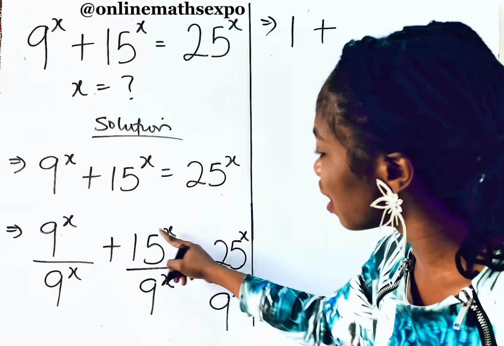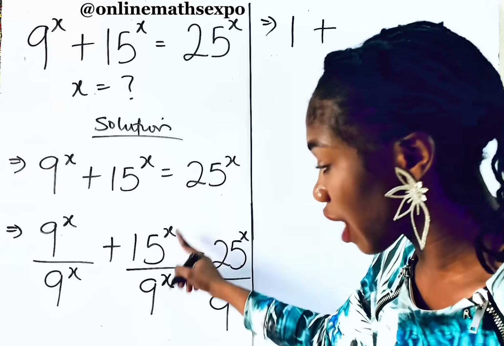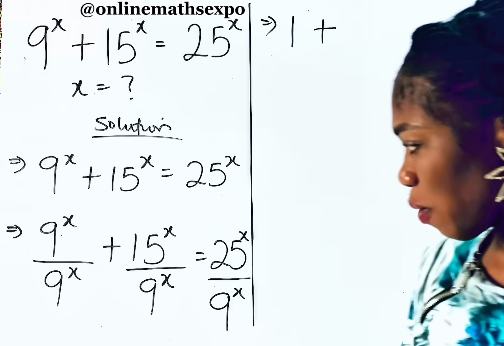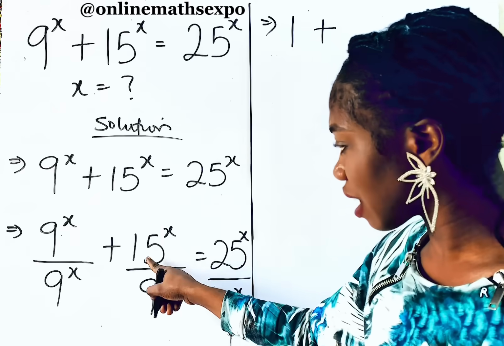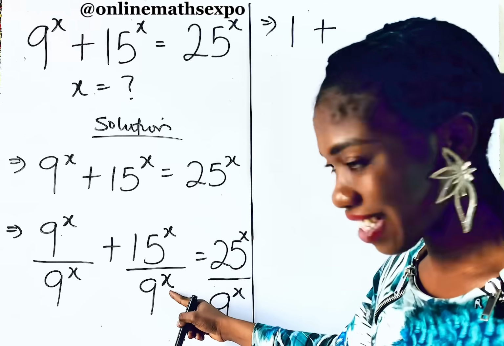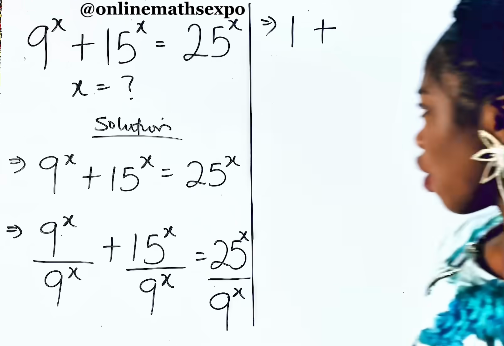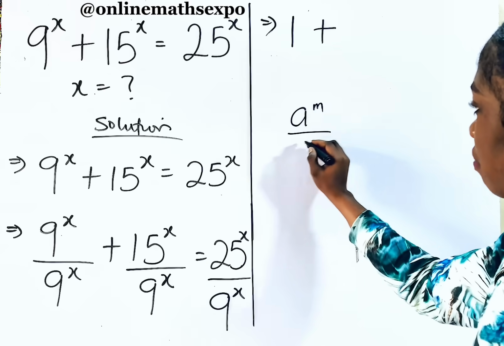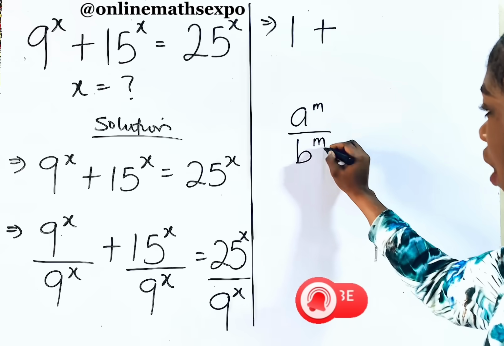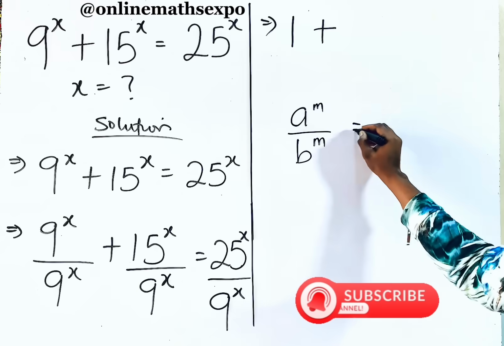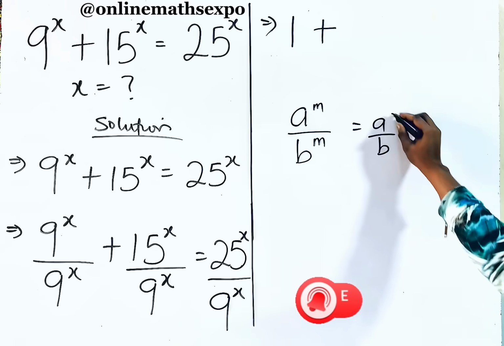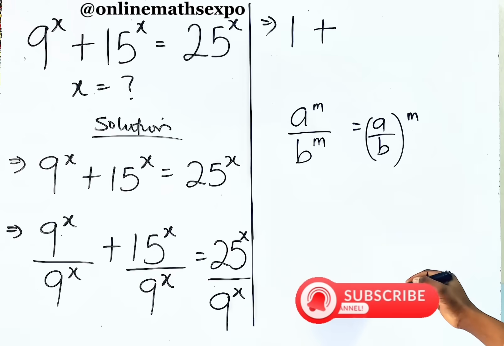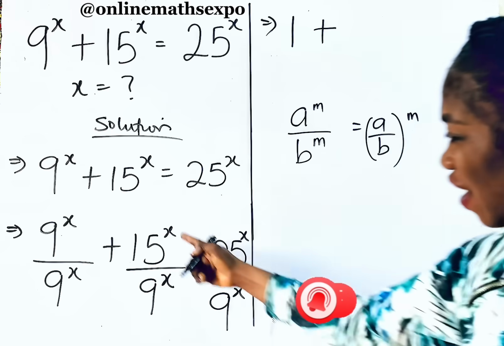Now, how do you intend to do this? You see, you cannot cancel out, but something is common here. You know too well that x is here, x is here. And that reminds you of this rule of exponent. For every a to the power of m divided by b to the power of m, since the powers are the same, it is a divided by b raised to the power of m. So we're going to apply this on this.